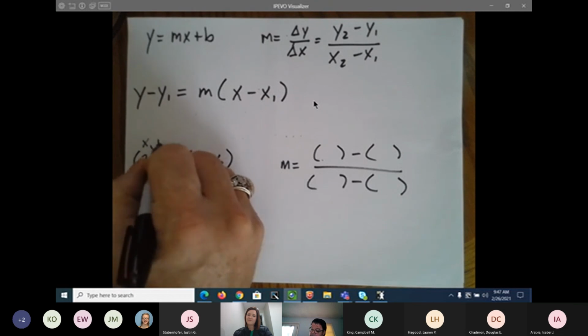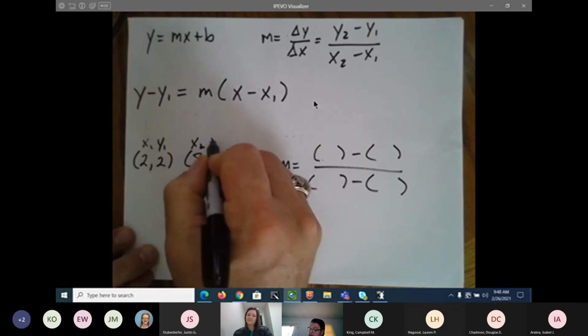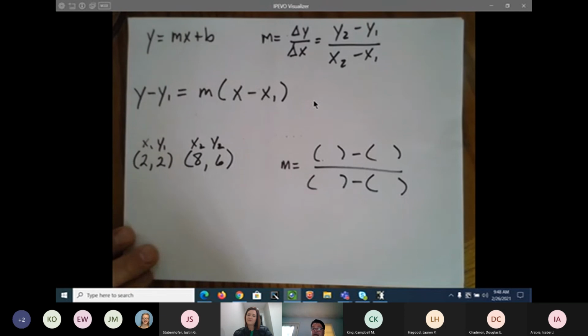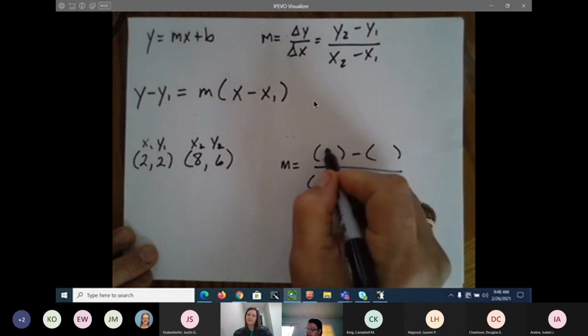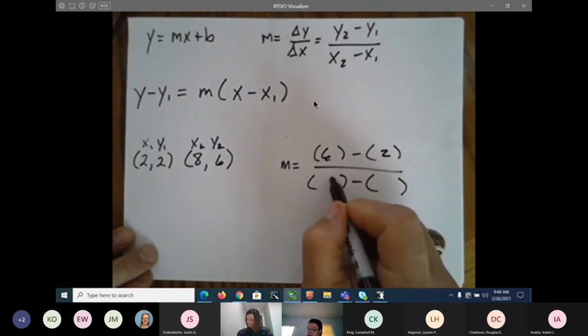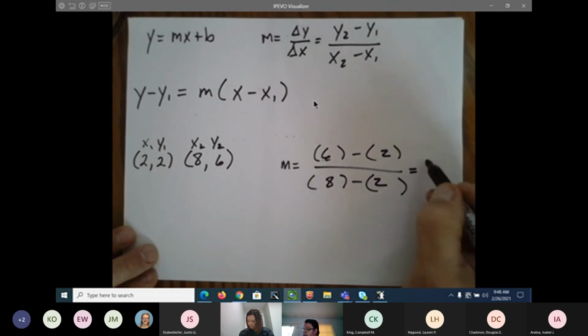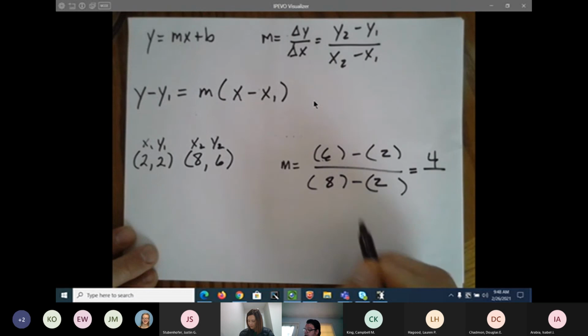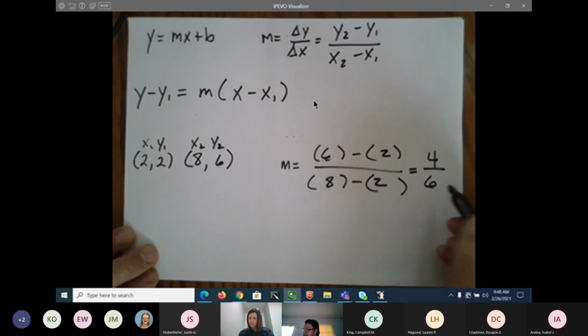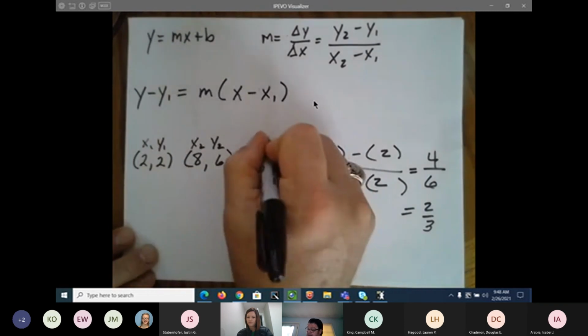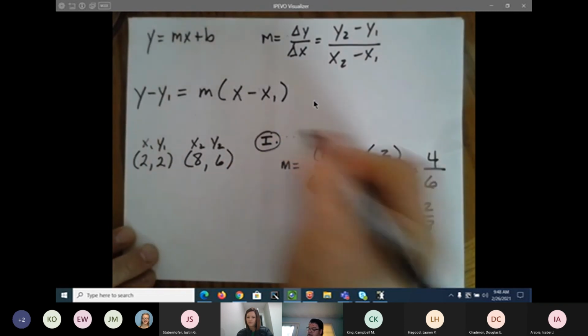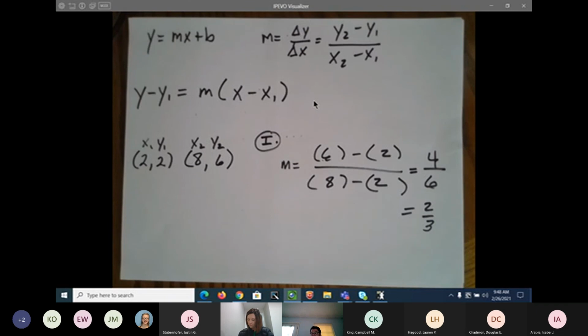X sub 1, y sub 1, x sub 2, y sub 2. We read left to right. Plug and what? Plug and chug. 6, 2, 8, 2. 6 minus 2 is what? That'd be 4. And 8 minus 2 is 6, which is equal to 2/3. So part 1 is done. Part 1 is find the what? Slope.